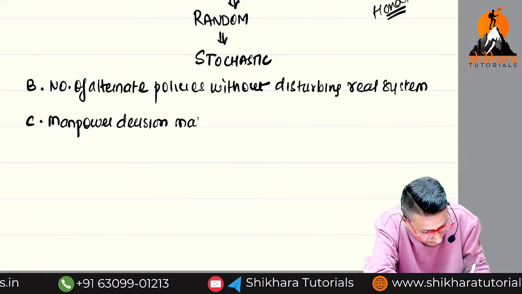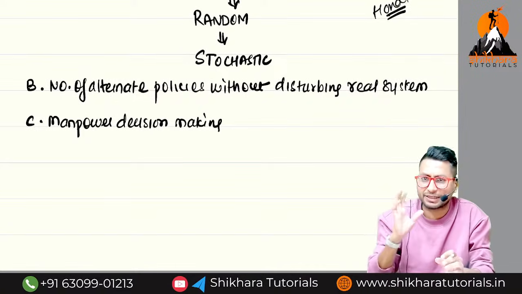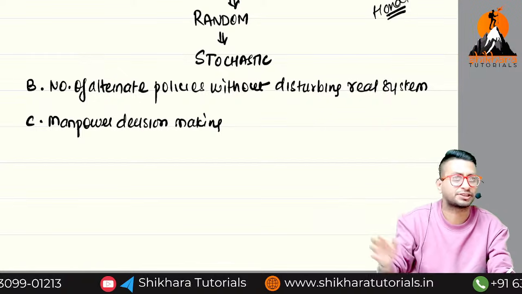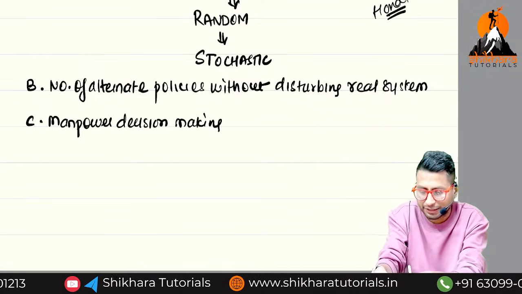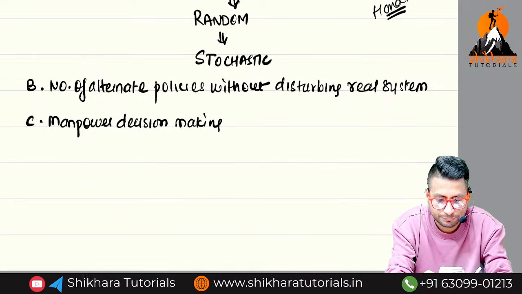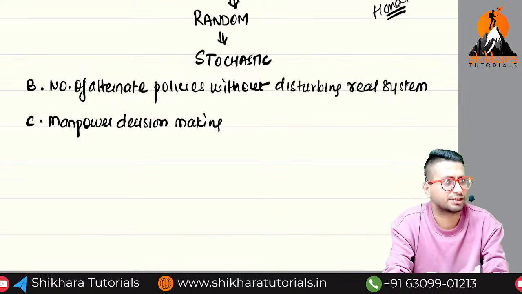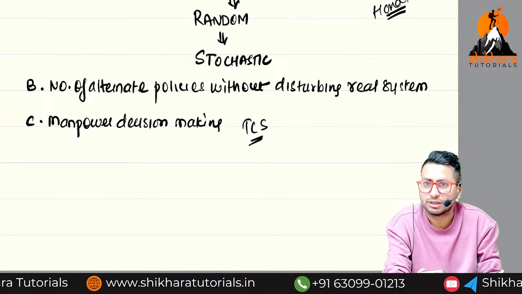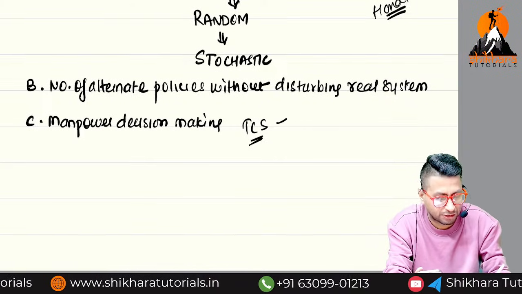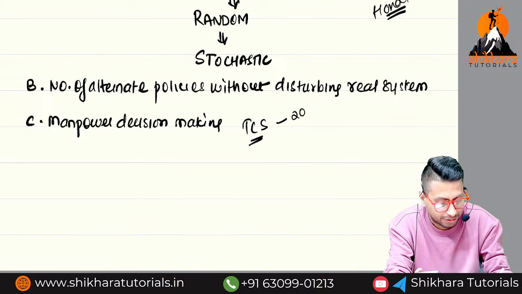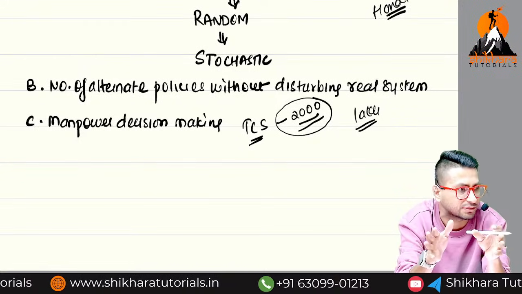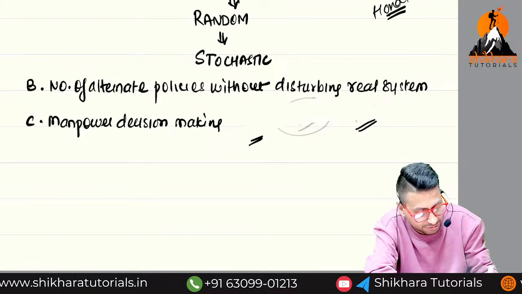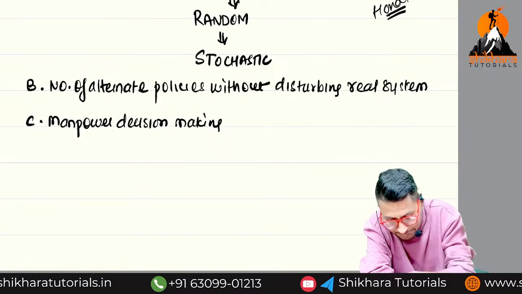Manpower decision making. A simple example I will give you. Let us take an example of a big MNC company in India. Tata Consultancy Services. Let us take TCS. Now let us assume TCS has a job opening of, let us say, 2000, in almost every area of business. Even in manpower decision making also.